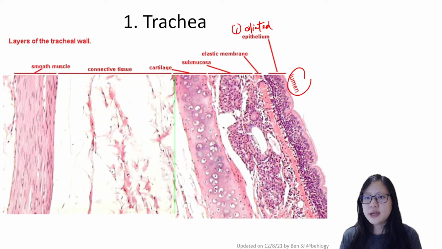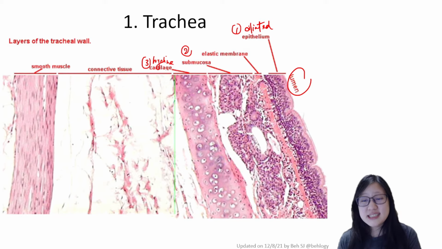So that's number one. This is number two. Third layer, that's the hyaline cartilage. And even though you don't see the C shape here because it's so zoomed in, you can see it's definitely there.